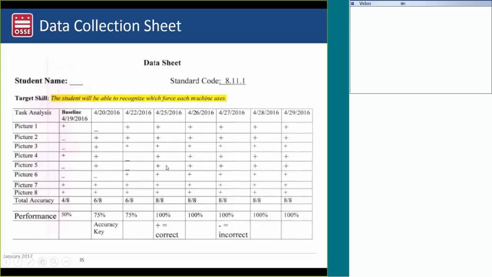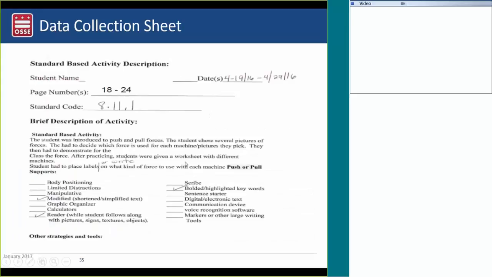Student activity description, student name, the dates, page numbers. This student didn't need very many supports, okay? This is still acceptable. Our students that participate in the alternate assessment have a whole range of skills. Some kids need more support than others. Okay, so here's your student work evidence.